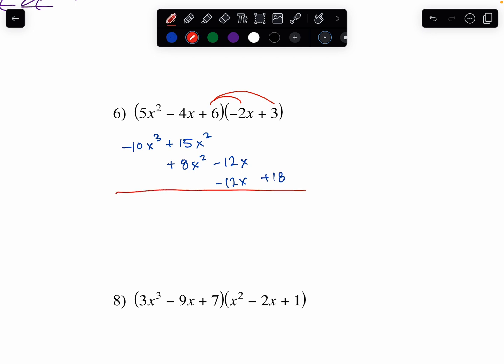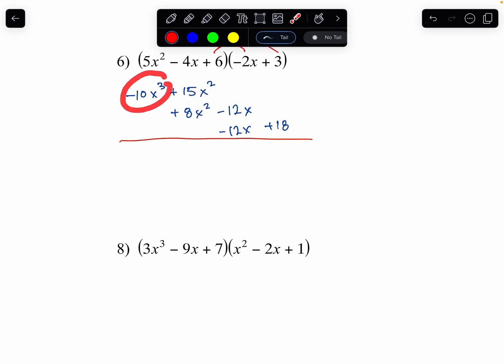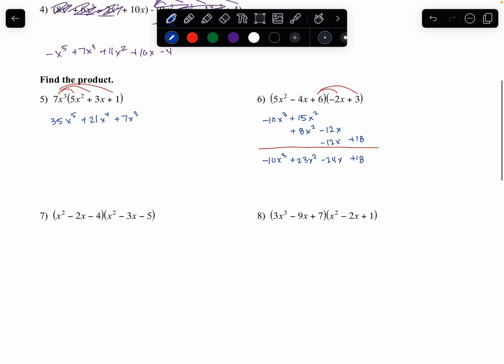And then I line things up, and then I add everything together. So this isn't going to add with anything, so it's going to be negative 10x to the third plus 23x squared minus 24x, and then plus 18. And there we go.